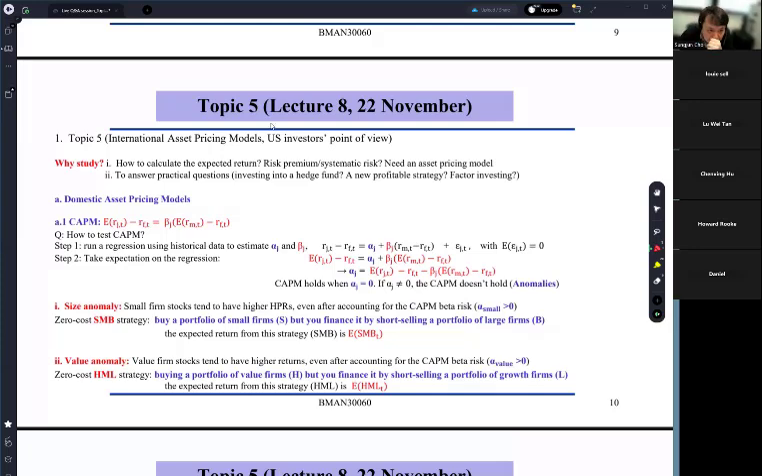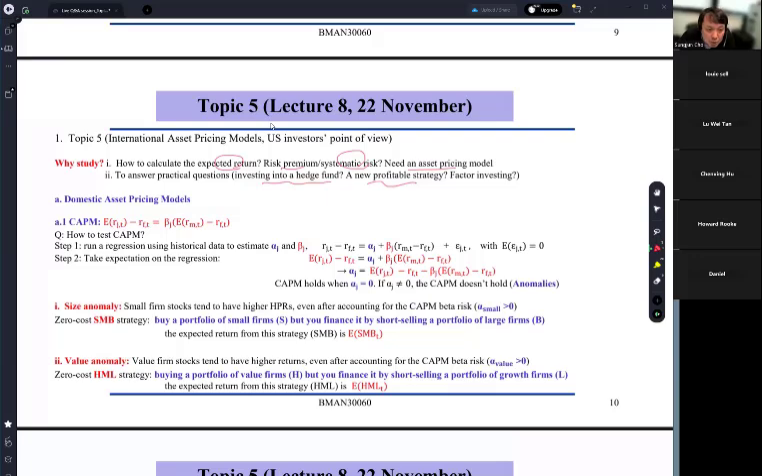First of all, why do we study the international asset pricing model? We want to know how to calculate the expected returns. One source would be risk premium. Then we need to know what the risk is here, the systematic risk. For that, we need an asset pricing model. And we also use this as a pricing model to think about several practical questions. So we're going to talk about this case in the practice questions.